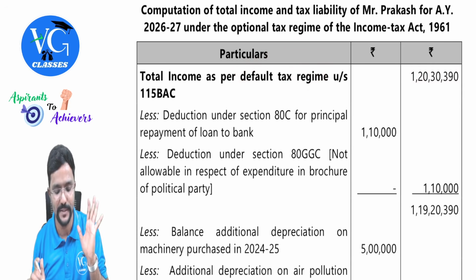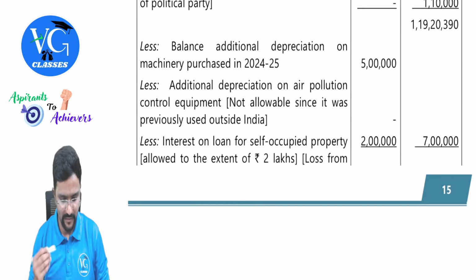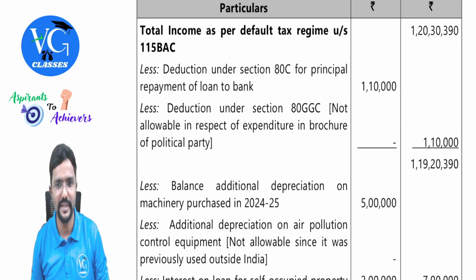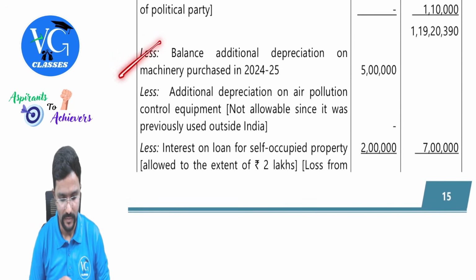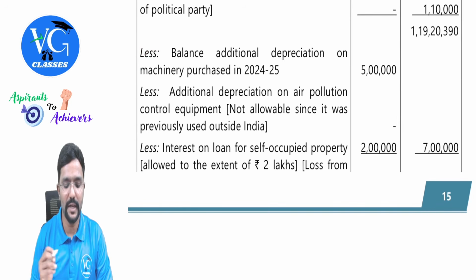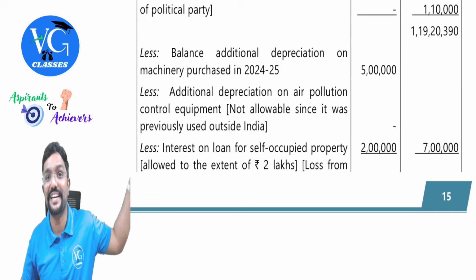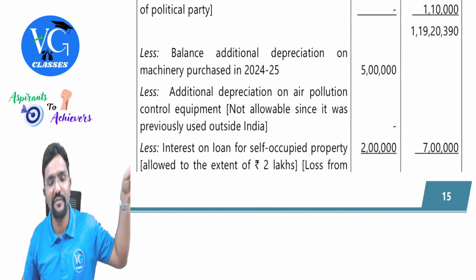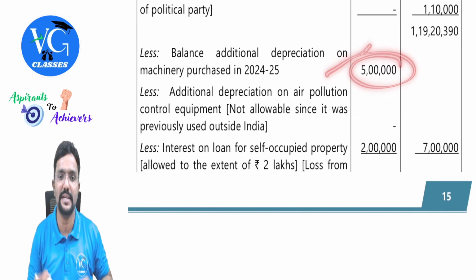Make the necessary adjustments. First one, better take deduction later, guys. They have taken first deduction and then they have made an adjustment. Okay, better I will do this. Balance additional depreciation on machinery purchased in 24-25. Additional depreciation. Last year only 10% was claimed. No. Last year we were following optional scheme. In the current year also, if I'm continuing with optional scheme, can I claim it? Yes.